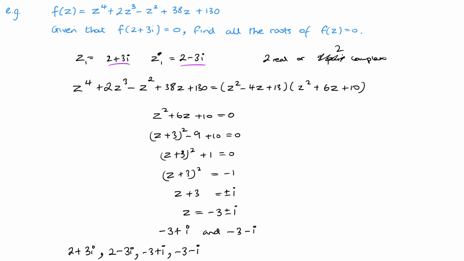At this point we could have ended up, like I said, with real values. So we could have had a complex pair and 2 real. That is the other possible scenario here, really. We could have obviously all 4 real, but that's unlikely in FP1.